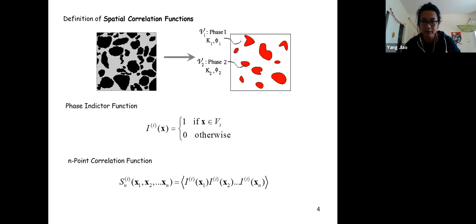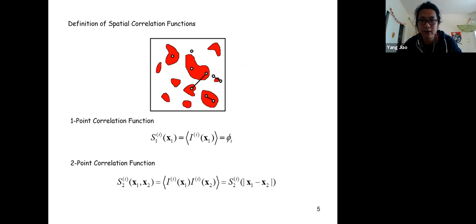If you look at this product, it actually gives you a very nice probability interpretation. We'll illustrate this using the simplest correlation functions, the 1-point and 2-point, right? Based on the definition, the 1-point correlation function is simply the ensemble average of the indicator function itself.